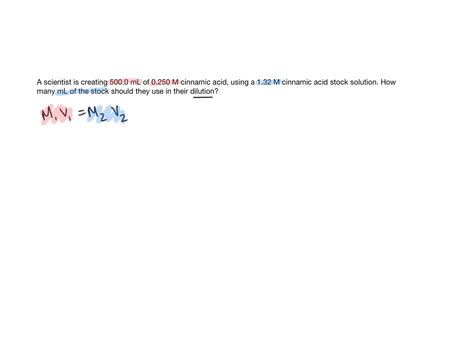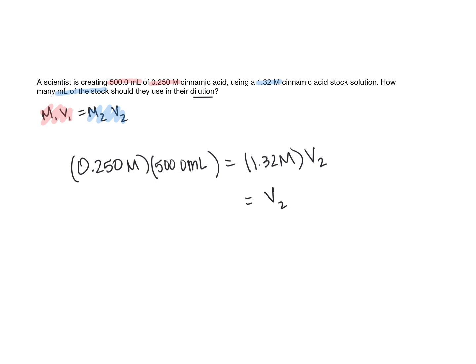So the first molarity, M1, is 0.250 molar. And we're going to multiply that by 500.0 mL. And that equals a stock of 1.32 molar times V2. So when we solve for V2, we get 94.7 milliliters with the correct significant figures.